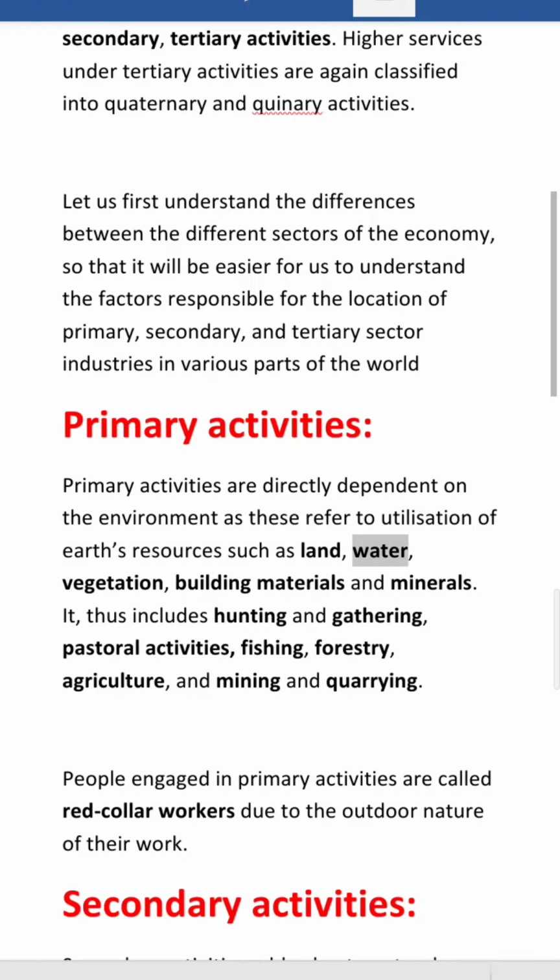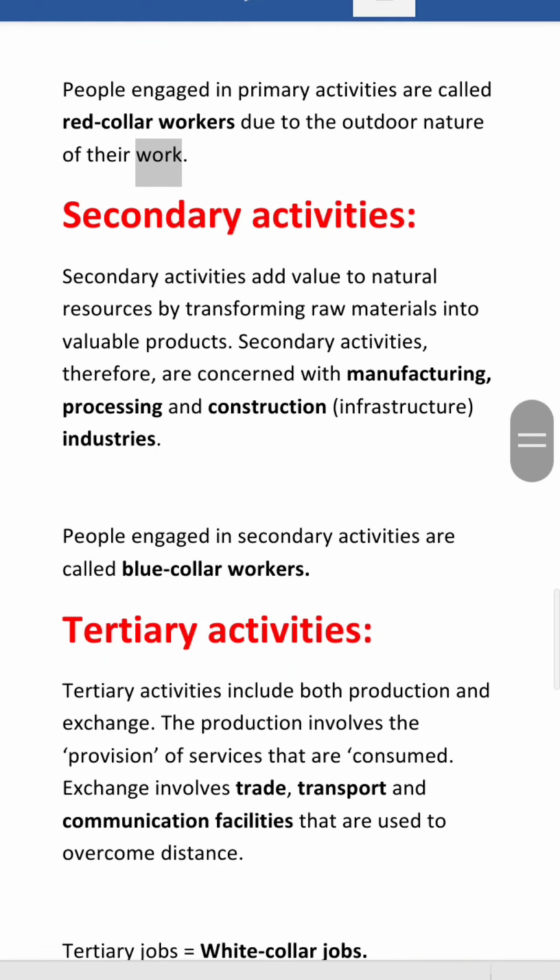such as land, water, vegetation, building materials and minerals. It thus includes hunting and gathering, pastoral activities, fishing, forestry, agriculture, and mining and quarrying. People engaged in primary activities are called red-collar workers due to the outdoor nature of their work.